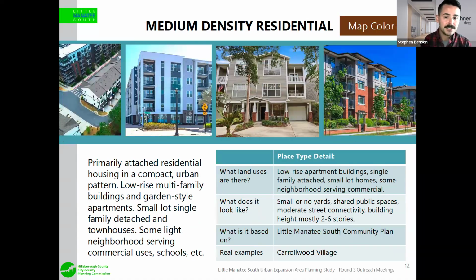Medium density residential, again, the images on the screen provide a good representation of what this looks like. These are primarily attached residential housing developments in a compact urban pattern and can include anything from low-rise multifamily buildings all the way to garden apartment style buildings. You also might see some neighborhood serving commercial uses, as well as things like schools. Again, things that would be needed or expected to support this type of a place. And again, this area is going to be shown on the maps. It is only used in one of the scenarios, and it's shown in a brown color.